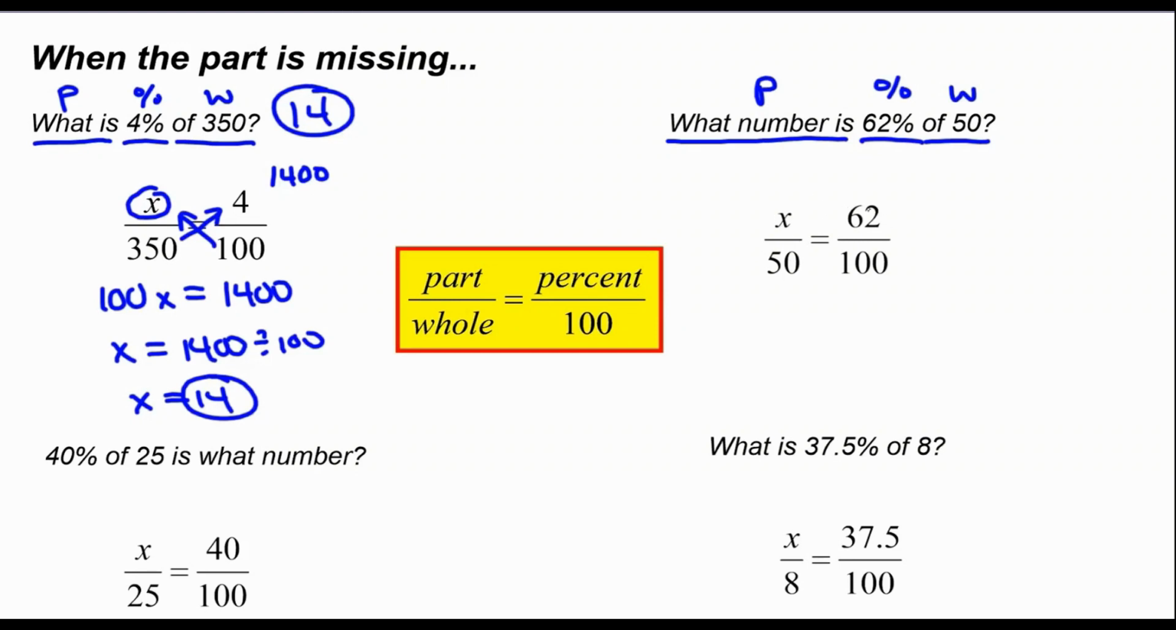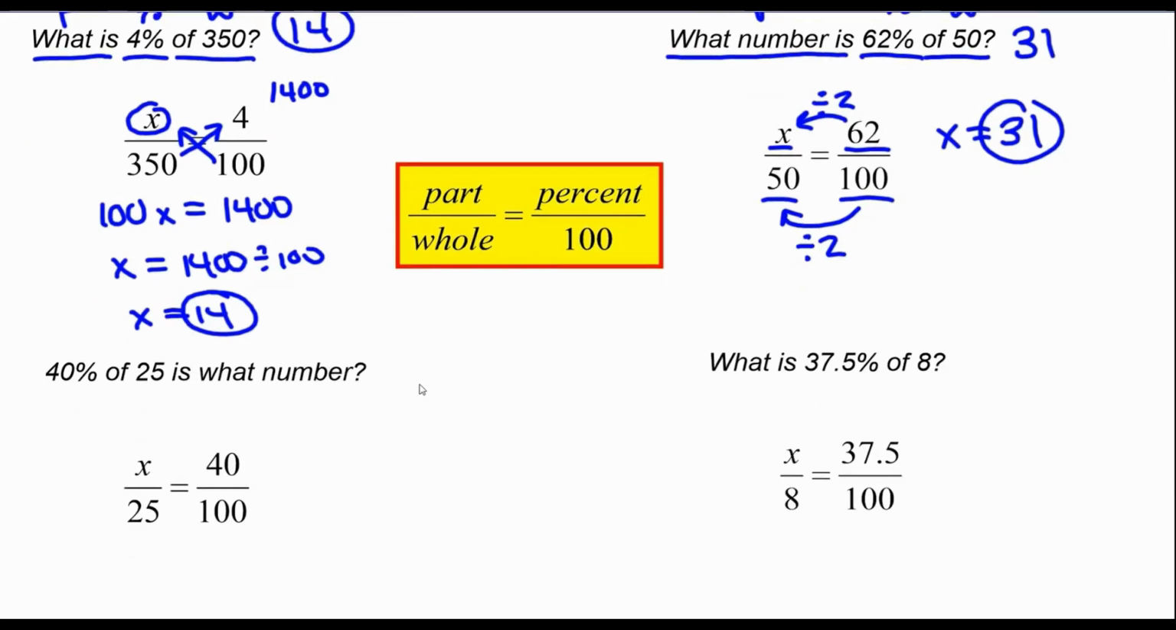So again, I filled in all of the pieces that I knew here. Here's the whole. Here's the percent. This is always 100, and the part is missing. So here I'm going to use a horizontal strategy because there's a nice relationship here. 100 divided by 2 is 50. So in the numerator, 62 divided by 2 should tell me what x is, and 62 divided by 2 is 31. So x equals 31. So what number is 62% of 50? 31. 31 is 62% of 50.